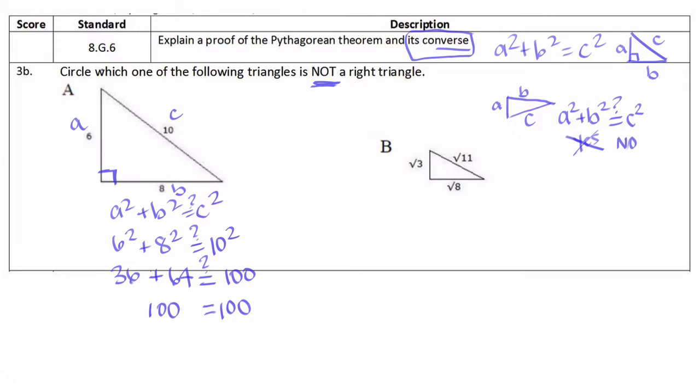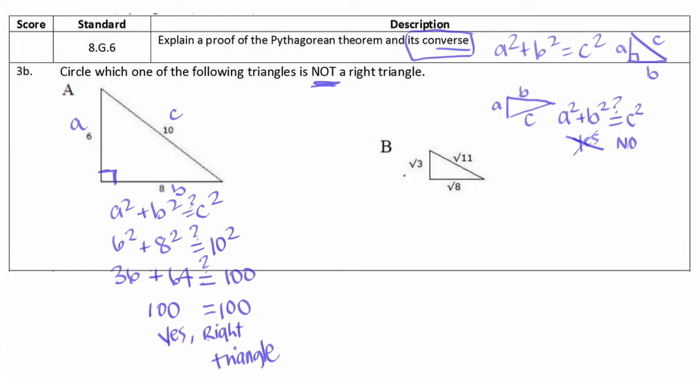But this is a little tricky. It wants us to circle which ones are not a right triangle. So we're not going to circle this one because this one is a right triangle. And our evidence shows we'll say yes, right triangle. Some of those not questions can be really tricky, so make sure you always underline the word not because it gets a little confusing.